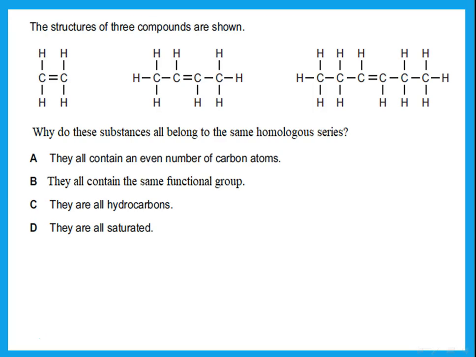Okay, here are structures of 3 compounds. Why do these substances all belong to the same homologous series? Well, I look at them and I say, okay, which homologous series do they belong to? They all have double bonds, so they are all alkenes. So why did we say they're all alkenes? Because they all have the same functional group.